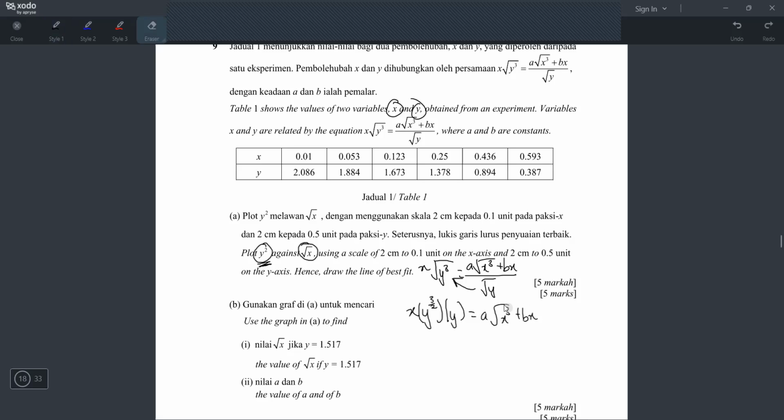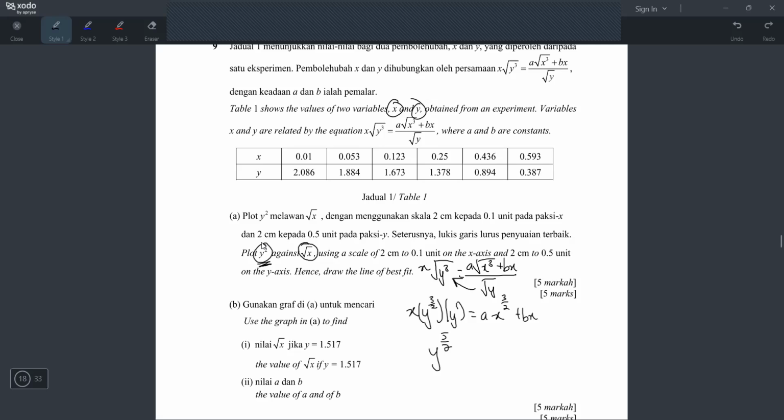But the square root here, I can also write it differently. I can also write x power 3 over 2. Okay. Now, y power 3 over 2 times y is y power 5 over 2, because this one is y power 1. Nothing means y power 1, right? So it's the same as y power 5 over 2. But does it help me? I want y square. So how? This is a bit difficult. So what should I do? Let's see.